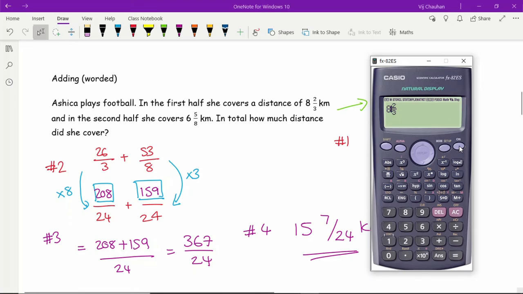So when entering mixed numbers on your calculator, what you need to do is press Shift, and then if you press the fraction button again, it actually comes up with 3 boxes. So you've got the actual whole number, and then you've got the 2 boxes for your fraction. So with this, I'm going to enter 8 2/3.